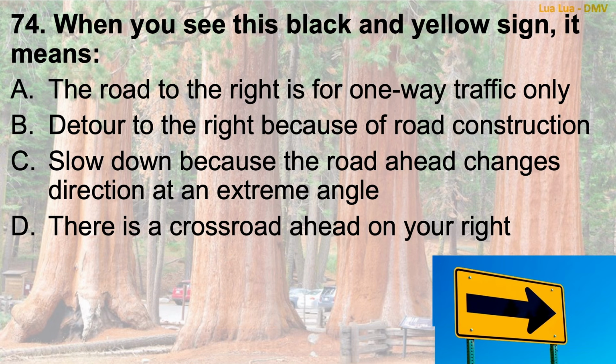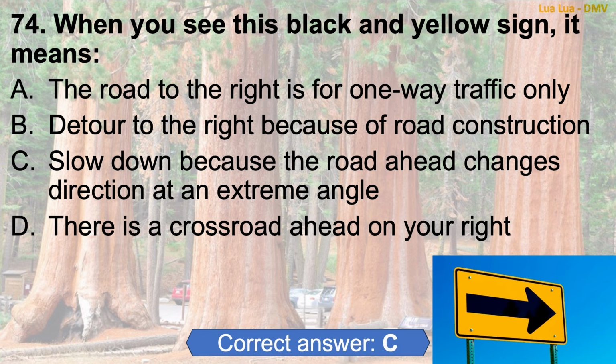Question 74. When you see this black and yellow sign, it means A. The road to the right is for one-way traffic only. B. Detour to the right because of road construction. C. Slow down because the road ahead changes direction at an extreme angle. D. There is a crossroad ahead on your right. The correct answer is C. Slow down because the road ahead changes direction at an extreme angle.